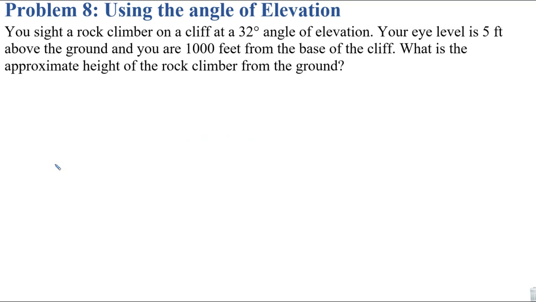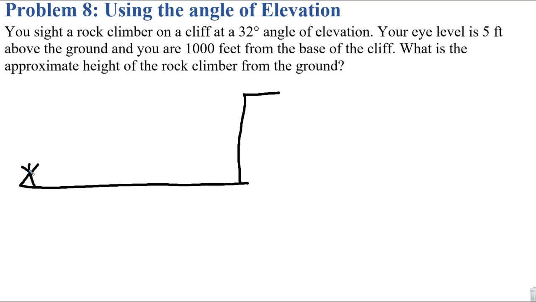Okay, a picture would be nice for this one, so let's draw one out. So we have a cliff. There's you, and there is a rock climber climbing up the cliff. And it says you sight the rock climber at a 32-degree angle of elevation. Angles of elevation are angles from the ground looking up. So that means that from your eye level to the climber is 32 degrees.